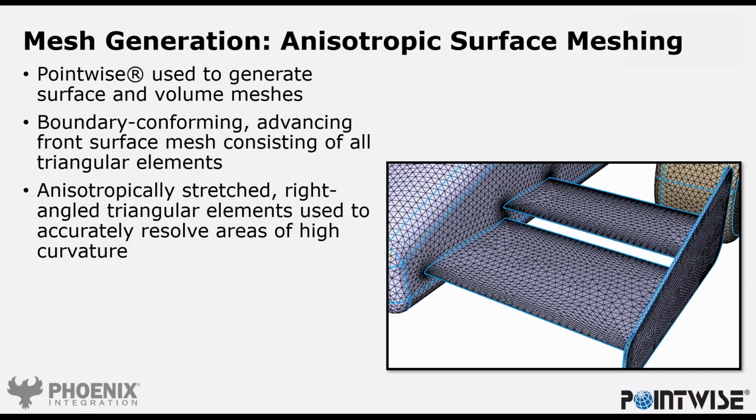So for the surface mesh, our goal was to create something that accurately resolved the geometry, but also remained coarse enough so that we could rapidly study all the varying designs and get a good idea of what the delta was between each design. So we chose a boundary conforming advancing front surface meshing algorithm consisting of all triangular elements that you see in that image. And then more specifically, near the leading and trailing edges, we anisotropically stretched these triangular elements into right-angled triangular elements to more accurately resolve the high curvature areas, the small features, using much fewer cells than would have been needed if we had resolved that more isotropically.